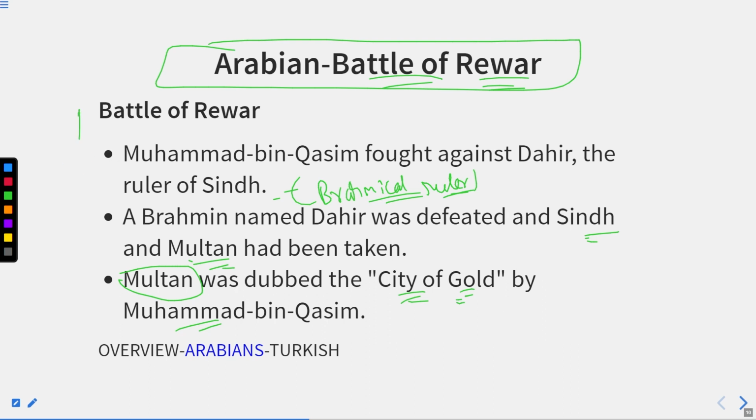So remember the details of the Battle of Reward. It was between Qasim and Dahir. Dahir was a Brahminical Hindu ruler. Qasim was a Muslim ruler. Qasim defeated Dahir, captured Sindh and Multan. And when they captured Multan, they saw the gold and said it's a city of gold.